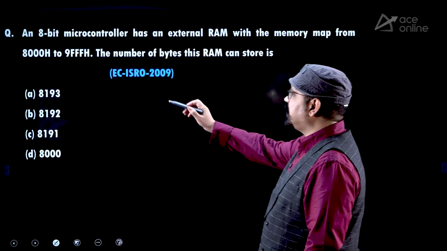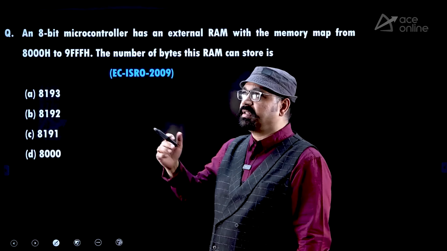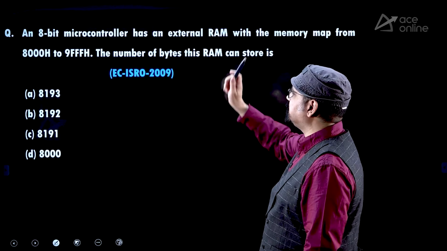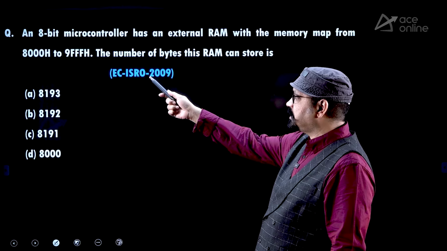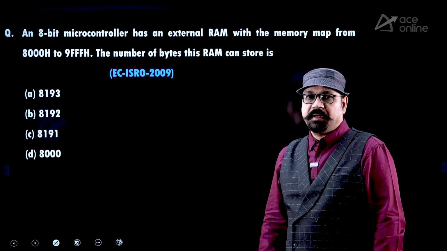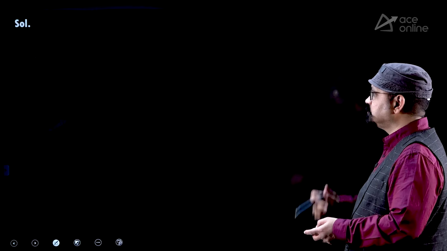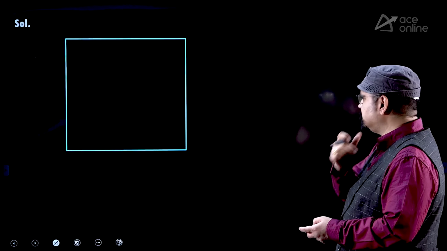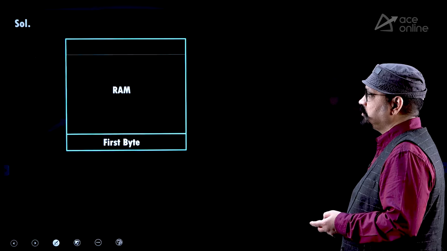A microcontroller, as all of you know, has its own internal memory. So what they are saying is that external RAM is connected. Starting address is given, that is 8000 hexa, end address is given, 9FFF hexa. They are asking the size of the memory. Let's see how to solve this. What is the given data? That is the RAM given, right? First byte to last byte.